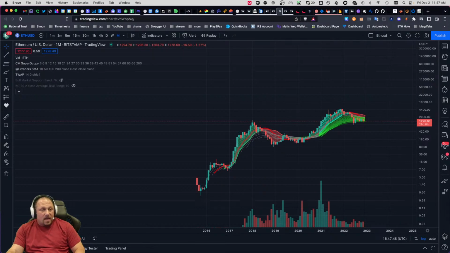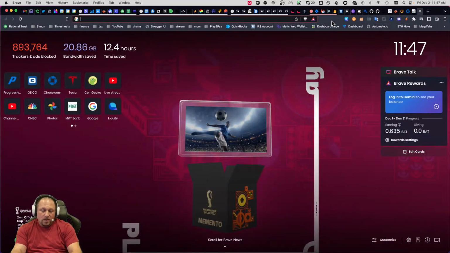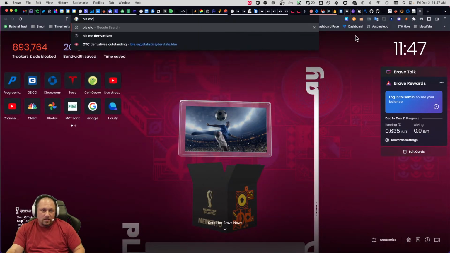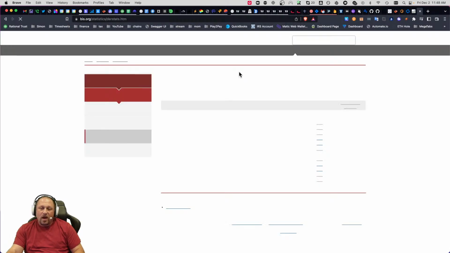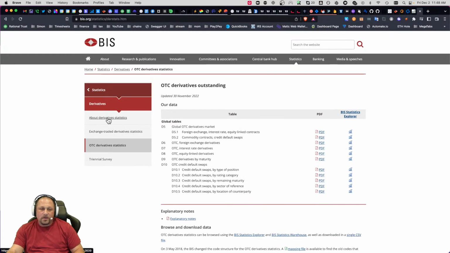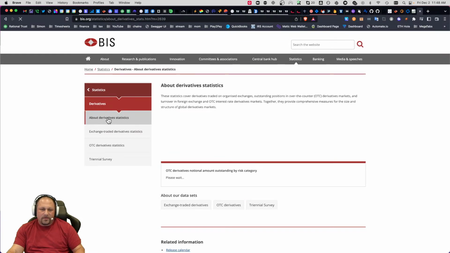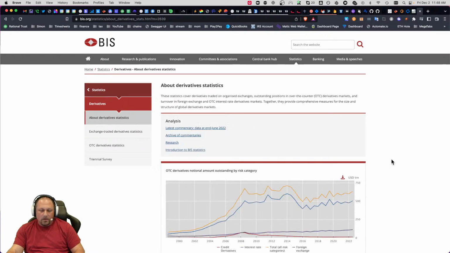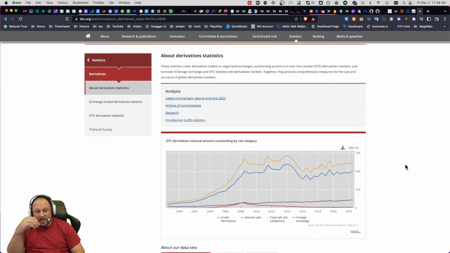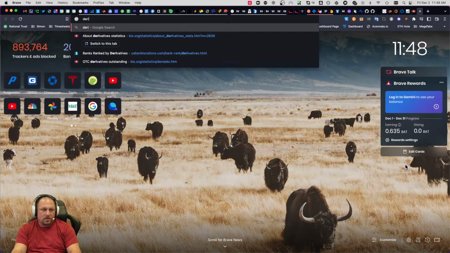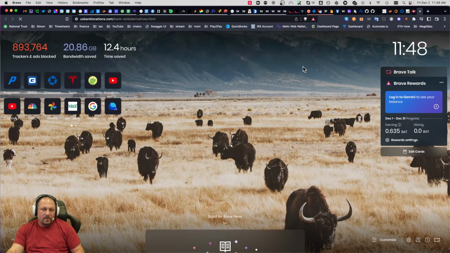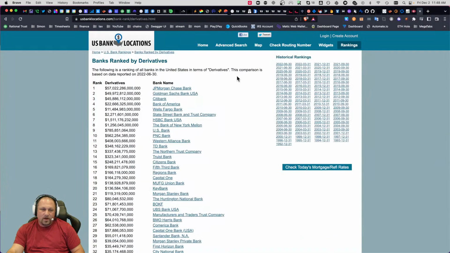OTC derivative numbers out. Curious what your thoughts. I was surprised. BIS OTC, I was actually quite surprised. I thought we were going to see depression. Not depression like the phrase that people talk about. No, we saw an increase. So this means the banks have taken on more risk. Bank ranked by derivative. So the banks have taken on more risk.